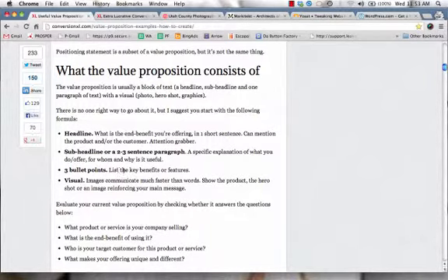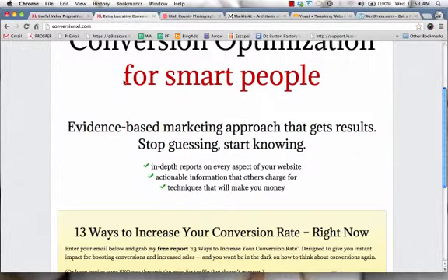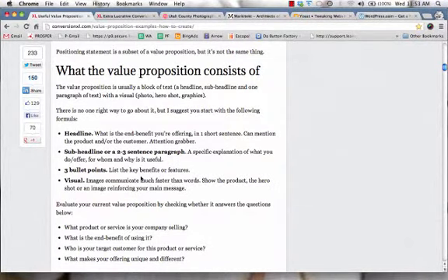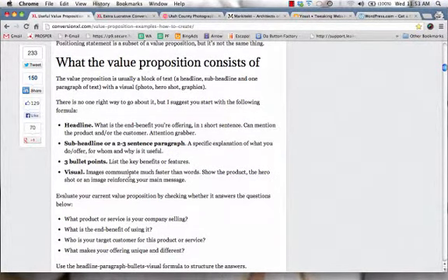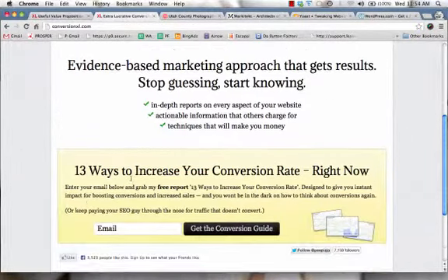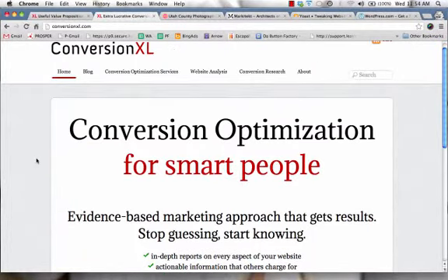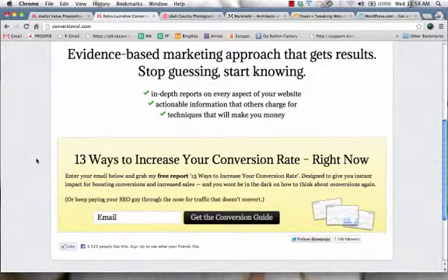And then the three bullet points. List the key benefits or features. That's what he does as well. He's definitely living the talk, right? So he provides three bullet points about what the benefits or features are, and then a visual. Okay, images communicate a lot faster than just words. And show the product, the hero shot or an image reinforcing your main message. It doesn't necessarily have a huge image right here, and it's not super fancy schmancy, but it's nice and clean, and it's targeted to specifically what you may want, and it's all relevant. It all follows in with one another.